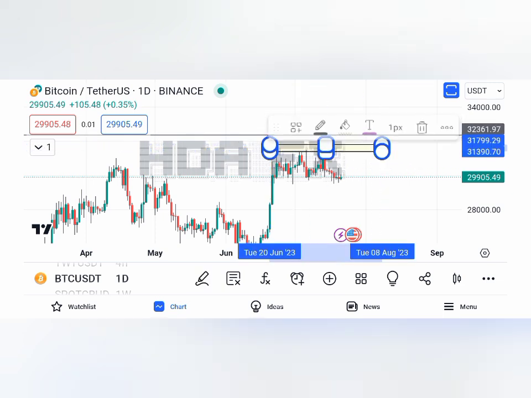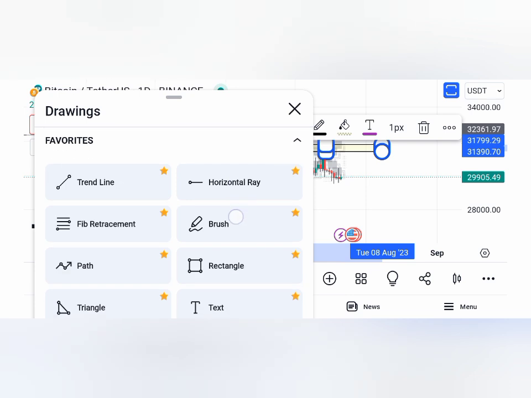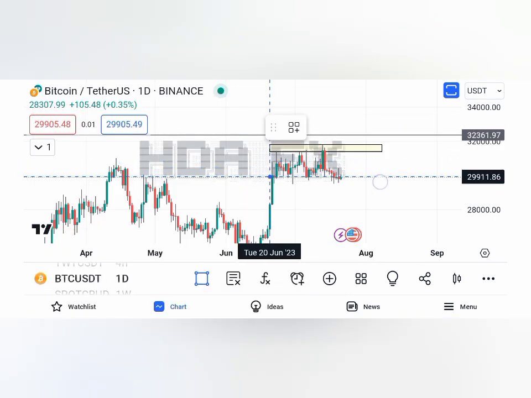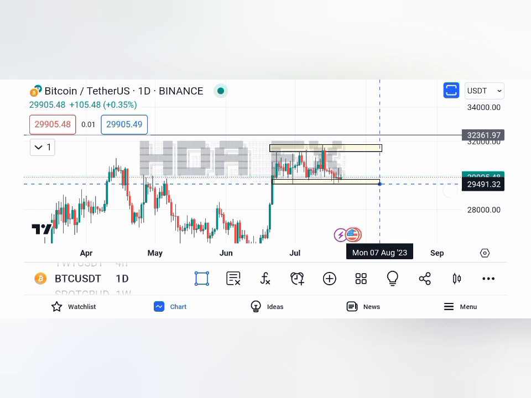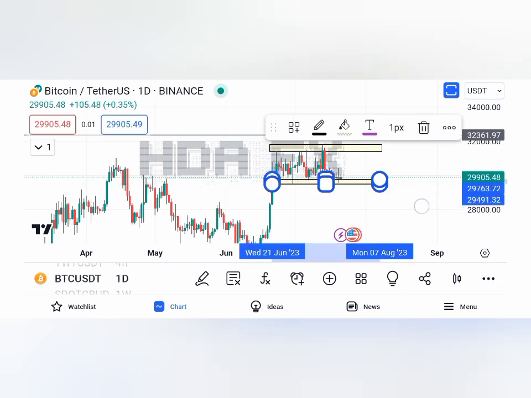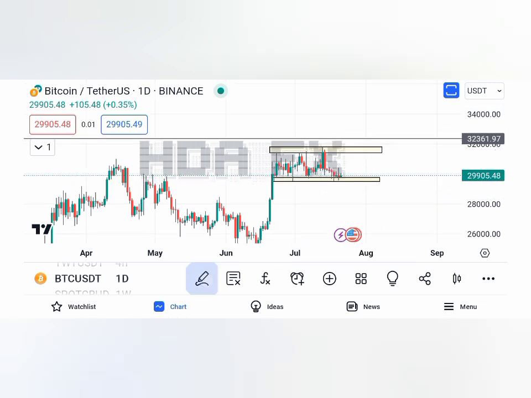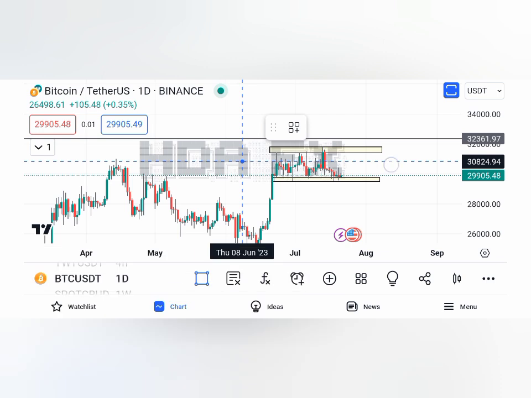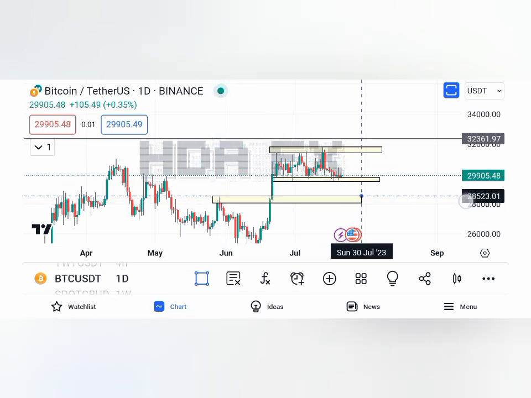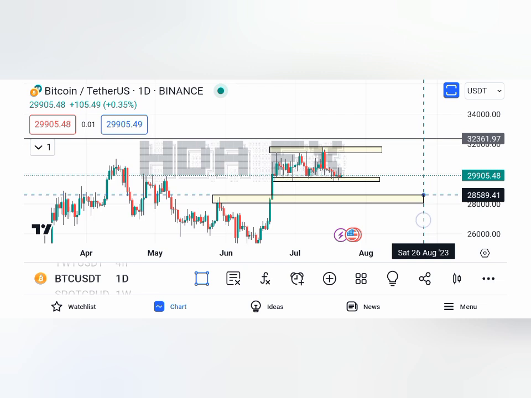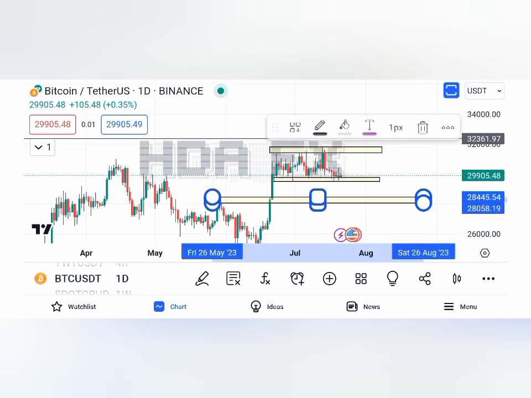Within this. Then we also have this here. We also have this on Bitcoin. So now Bitcoin is within this range. And we can also spot another key level here also. So now Bitcoin is ranging. So Bitcoin is within a range.